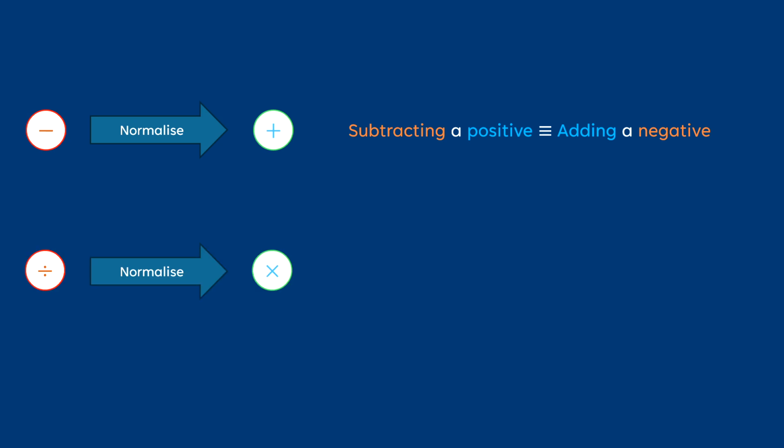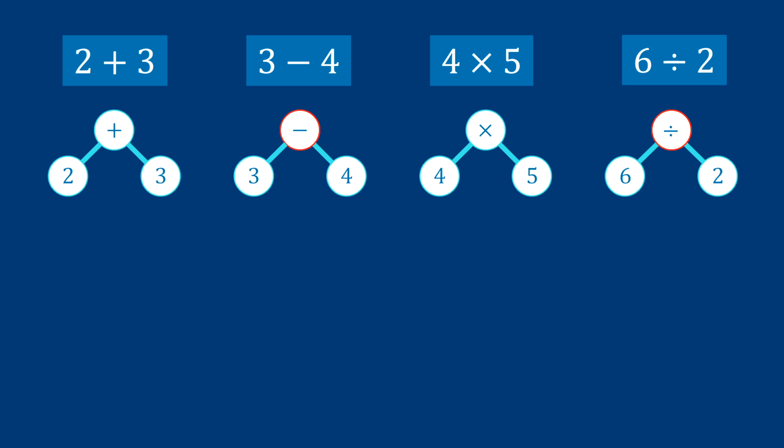Similarly, for multiplication and division, we can upgrade a divide sign and normalize it into a multiply sign, by using the fact that dividing by a value is equivalent to multiplying by its reciprocal. So let's try and fix some of these operators. This subtraction and this division, we want to try and upgrade them to an addition and a multiplication. Well, we can do that by sliding the negative onto the 4. Okay, it's the 4 that's being subtracted.